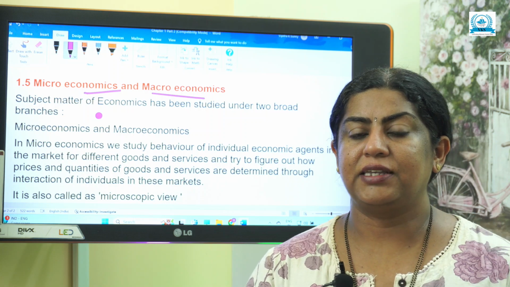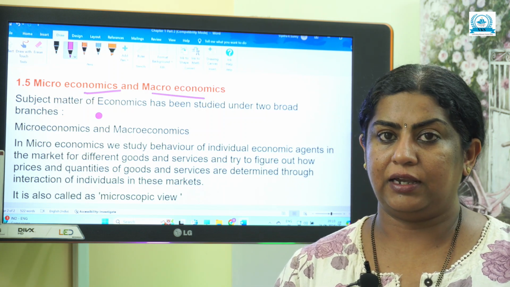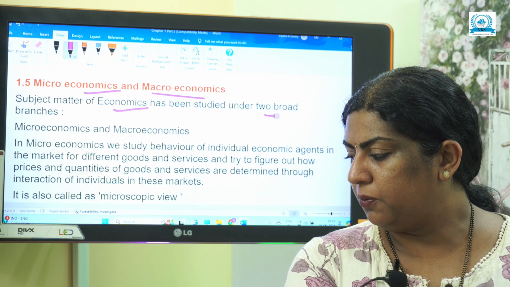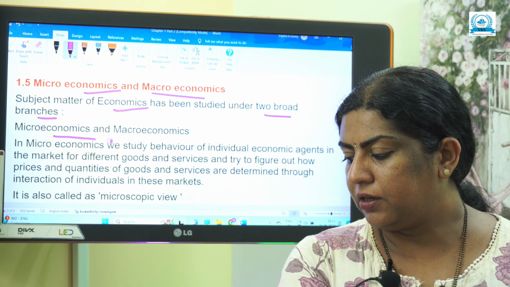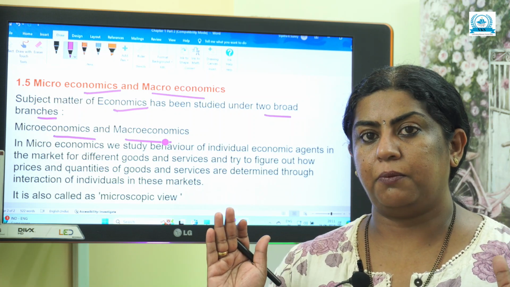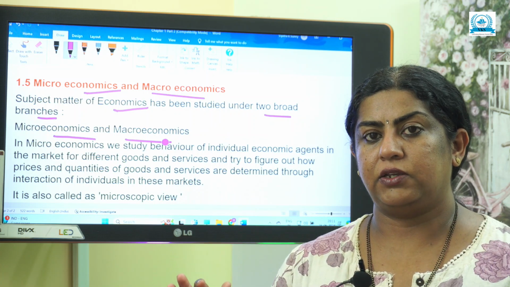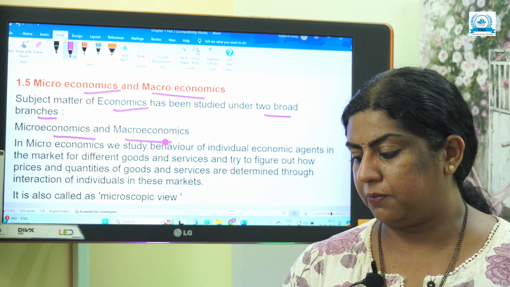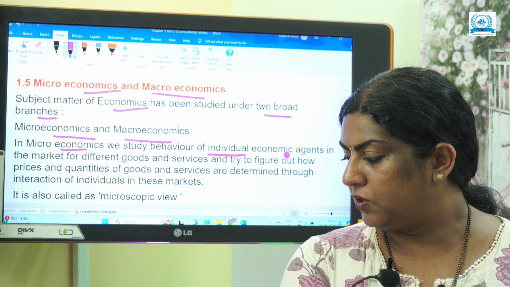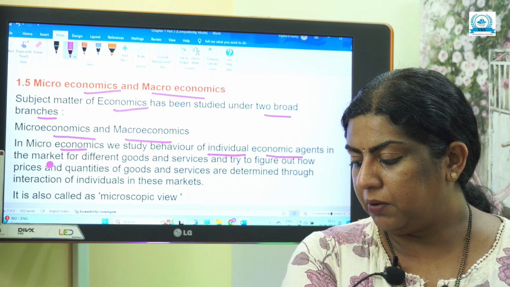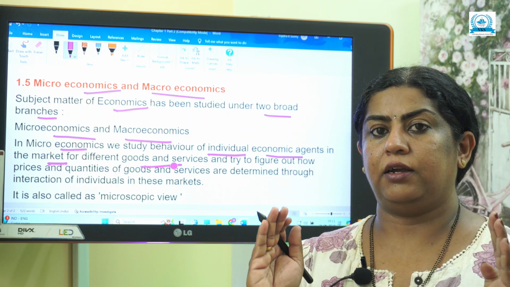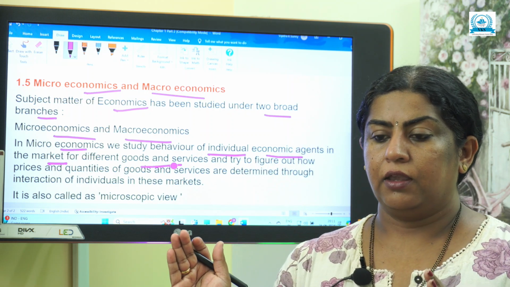So the next topic is microeconomics and macroeconomics. The subject matter of economics is studied under two broad branches, that is microeconomics and macroeconomics. In microeconomics, we study the behavior of an individual economic agent in the market for different goods and services. So always think microeconomics means individual.